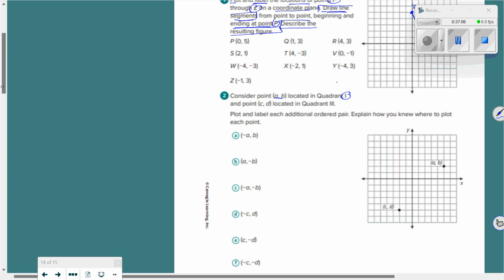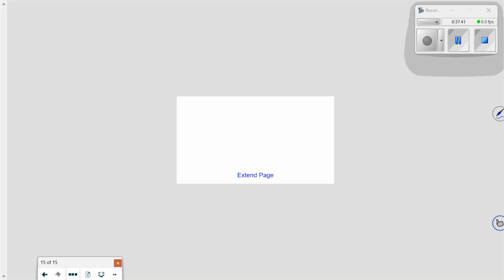Consider our point AB in quadrant 1 and CD in quadrant 3. Plot and label each additional ordered pair. Explain how you knew where to plot each point. So this one, all they've done is they changed the A from positive to negative. So how do I know where to go? It's that same distance to the other way. So make sure you label it. So here I'm going to put negative A, 2, 4, 5. My B didn't change. So there is point A. You're going to do that for all of these points, and then you explain how you got there.